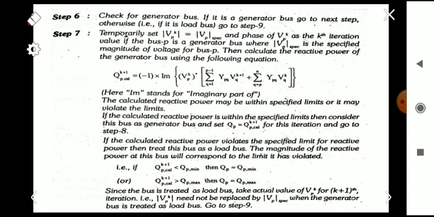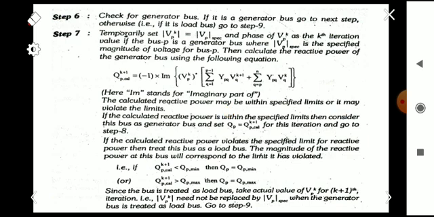If it is a generator bus, we have to temporarily set the VPk value as VP specified. Normally the bus voltage magnitude will be specified. We take the magnitude of VPk as VP specified, and the phase of VPk as the kth iteration value, if bus P is a generator bus, where VP specified is the specified magnitude of voltage for bus P. Then calculate the reactive power of the generator bus using the following equation, as I have already mentioned earlier. For a generator bus, we have to find the reactive power QP calculated k plus 1 using this equation. Here Im stands for the imaginary part. The calculated reactive power may be within the specified limit given in the question itself.